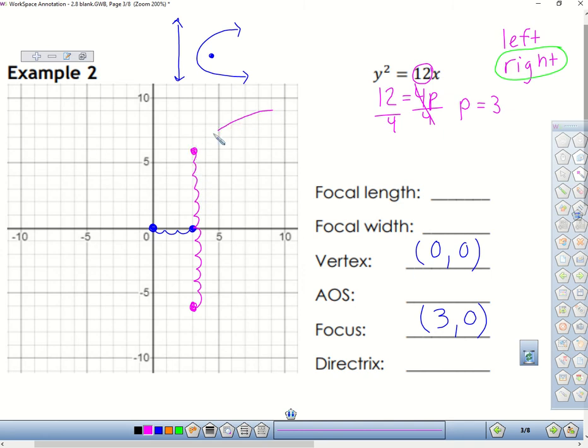Wait, so this is for your focus? From your focus, you have to find the points, and you go out 2p units. So this is always 2 times the absolute value of p. That is the distance. So from your focus, you go down and up, or left and right, depending on the orientation of your quadratic, 2 times the absolute value of p units. So that's 6. Everybody get why it's 6 there and there?